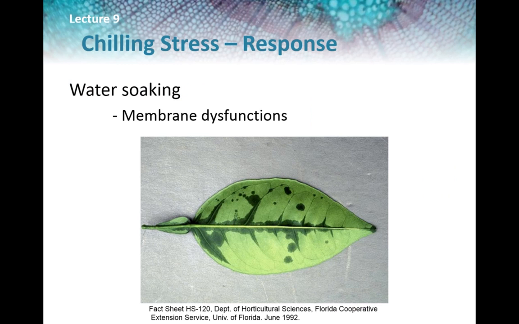Membrane dysfunctions have been implicated in a number of chilling stress symptoms. Tissues can appear water-soaked from the leakage of cellular contents from loss of membrane semipermeability. These problems may be related to entropic changes or impairment of transport proteins. Both sensitive and resistant plants undergo membrane depolarization upon exposure to chilling temperatures, but resistant plants are better able to reestablish the electrical potential.